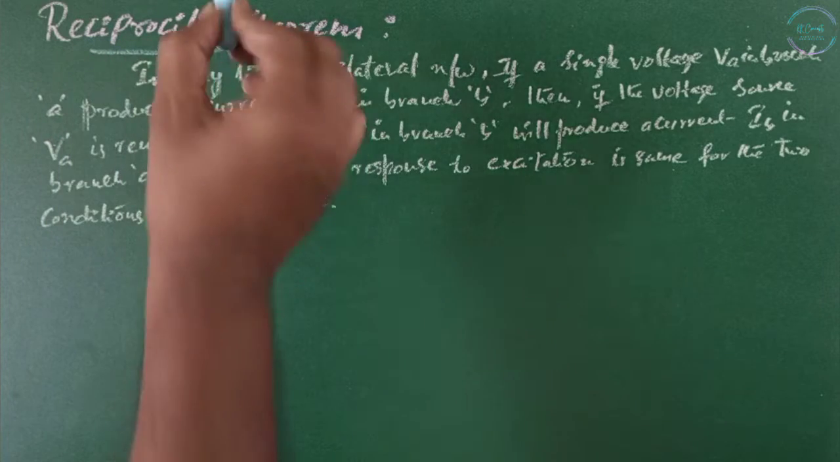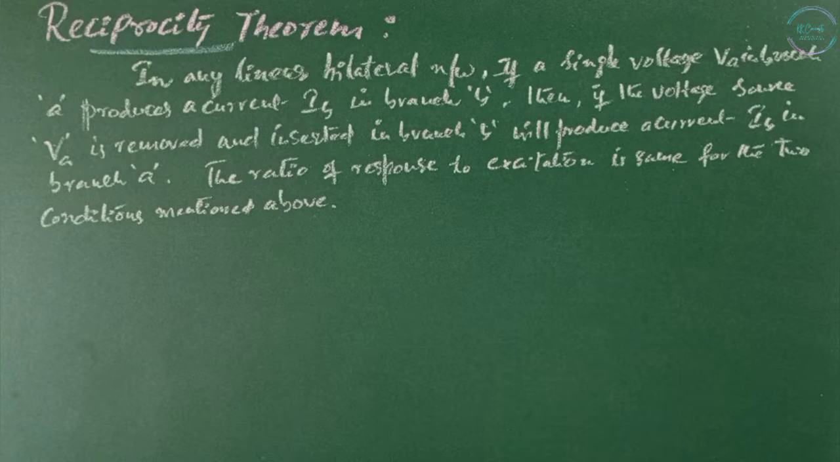Reciprocity theorem. The reciprocity theorem states that in any linear bilateral network, if a single voltage VA in branch A produces a current IB in branch B, then if the voltage source VA is removed and inserted in branch B, it will produce a current IB in branch A. The ratio of response to the excitation is the same for the two conditions mentioned above.